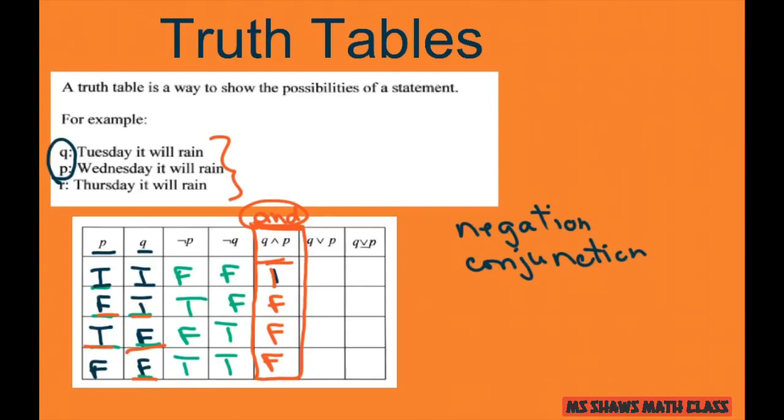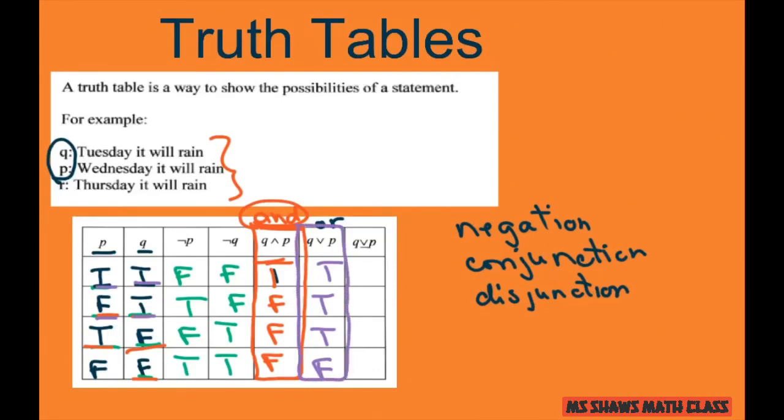Now for your disjunction, that's your or statement. So for or, we're doing true or true, which is true. True or false is true. False or true is true because it can be either or. And false or false will be false.